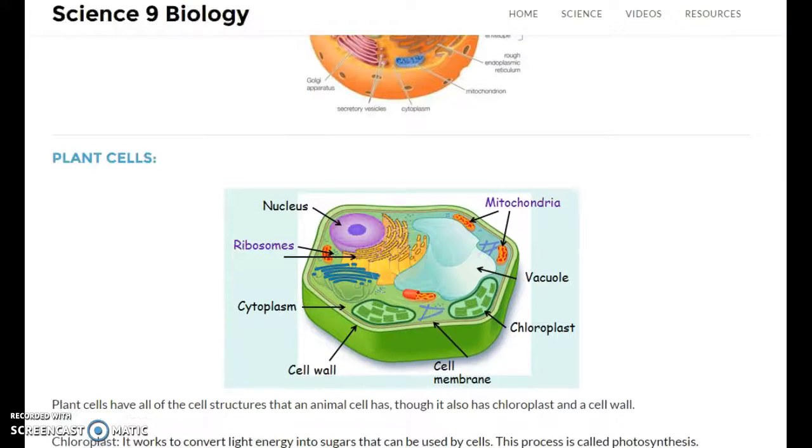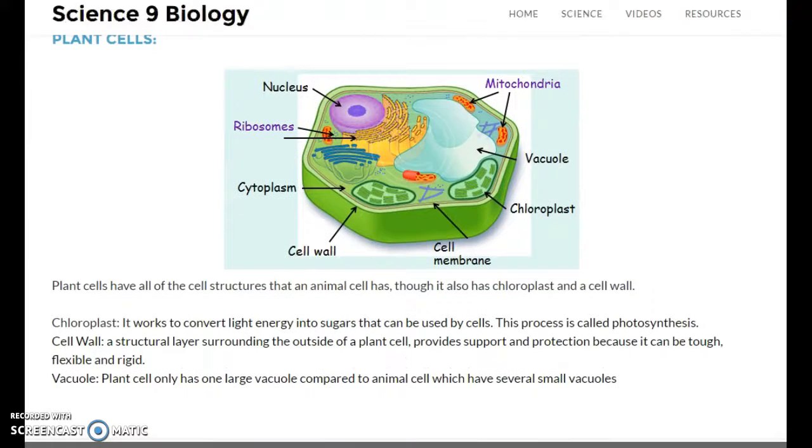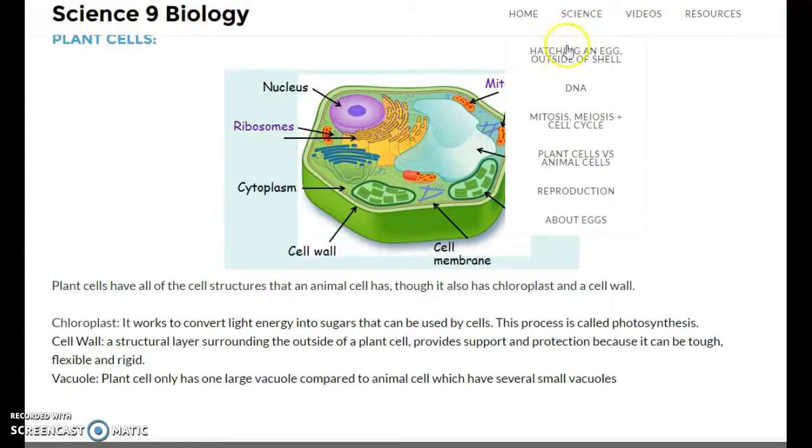Here for plant cells we have the same thing. And then the two structures that are different from a plant cell and an animal cell, which is chloroplast and cell wall. And also it talks about how the vacuoles are different in animal cells and plant cells. Plant cells have one large one, while animal cells have several small ones. Let's go into reproduction now.